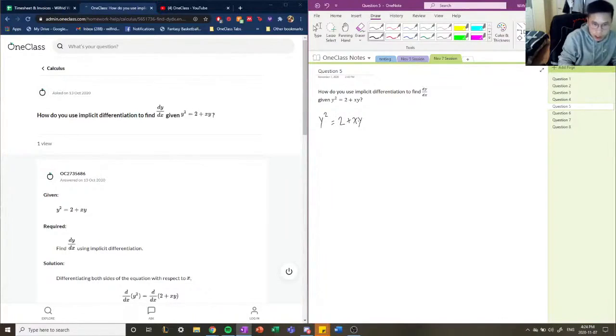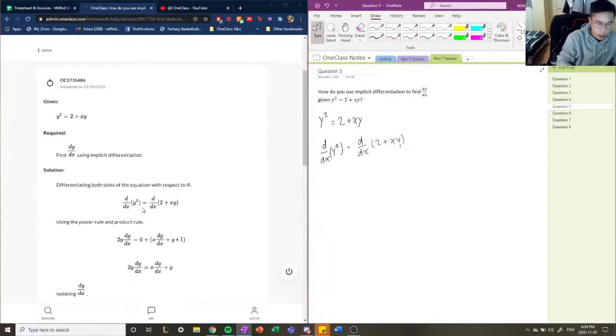We have to move this one over here. We have to isolate for y somehow, and then we're going to need to differentiate. So instead, we're just going to implicitly differentiate, okay? So we're going to take d over dx of y squared, and we're going to take the d over dx of 2 plus xy.